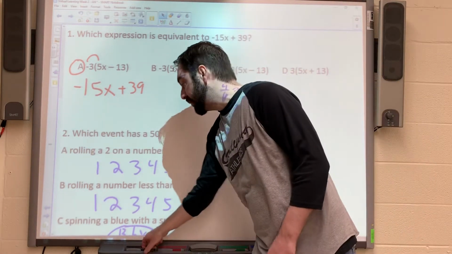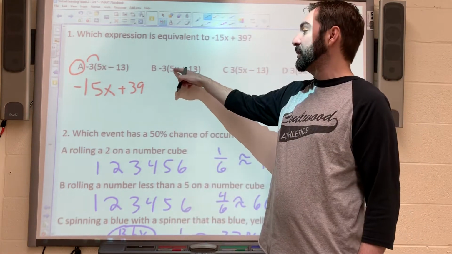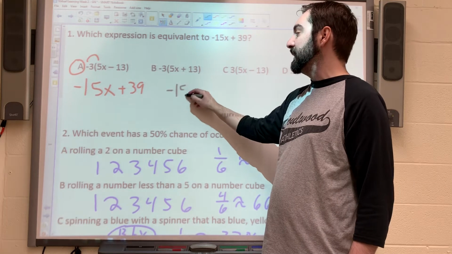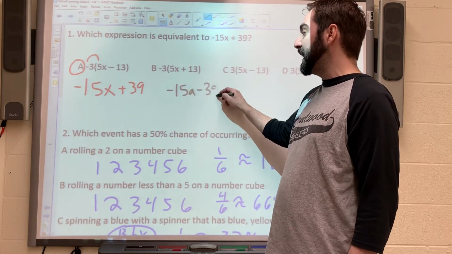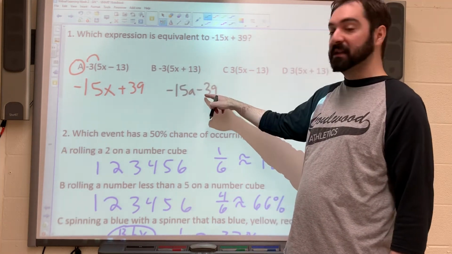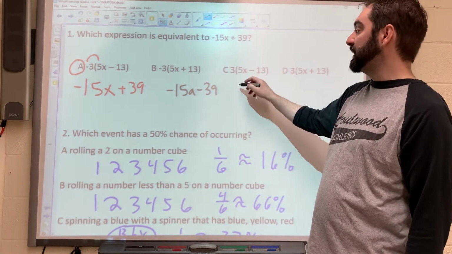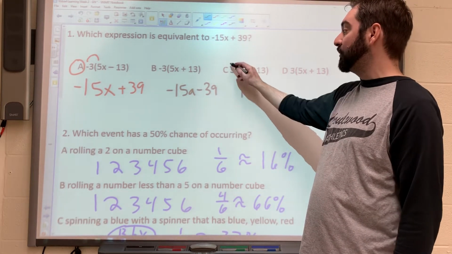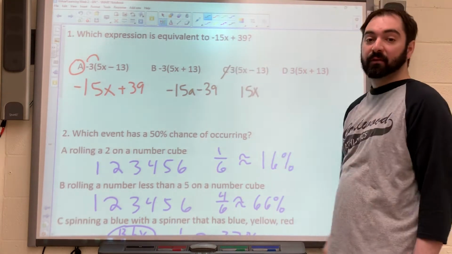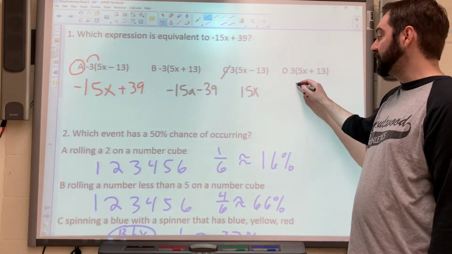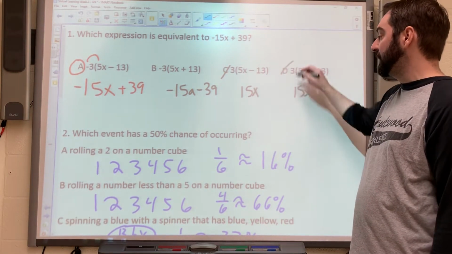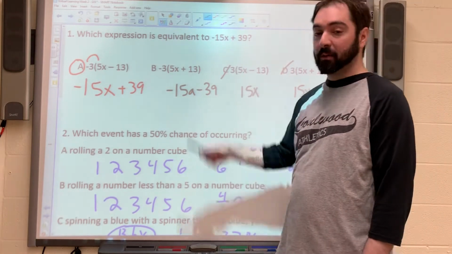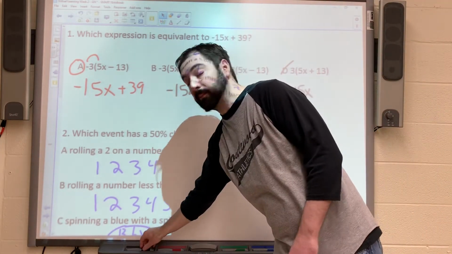Real quick, I will show a couple of the wrong answers. Answer choice B would give me negative 15x minus 39. A negative times a negative is a positive. Answer choice C would be positive 15x. Well, I'm going to stop right there because I know I'm looking for negative 15x. Answer choice D would also do the same exact thing. It would start off with positive 15x, and I wouldn't worry about even finishing that problem.